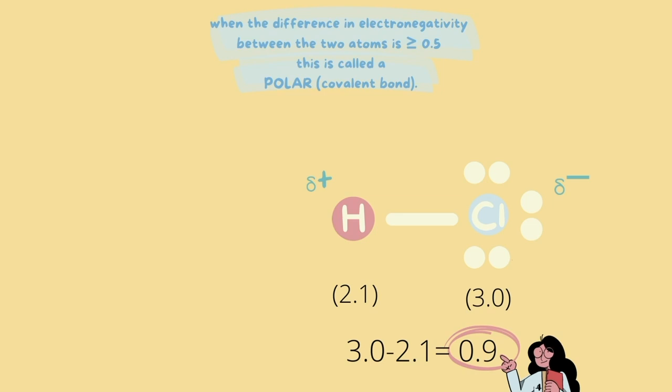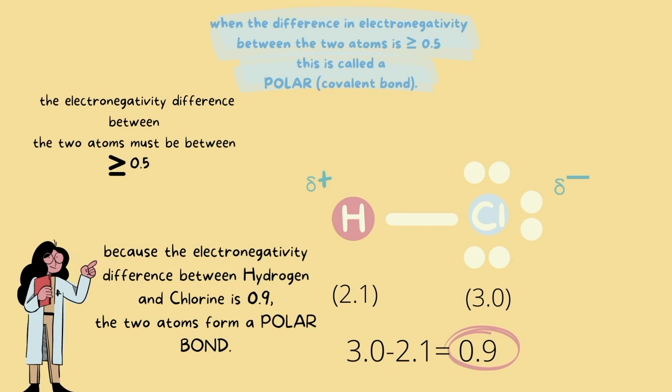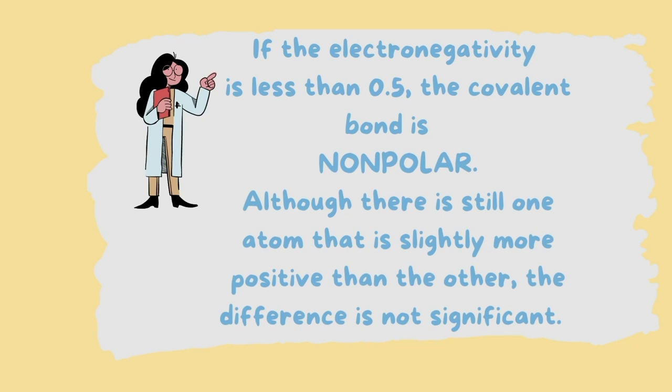In order for this to be a polar covalent bond, the electronegativity difference between the two atoms must be equal to or more than 0.5. So because the electronegativity difference between hydrogen and chlorine is 0.9, the two atoms form a polar bond or a polar covalent bond. If the electronegativity difference is less than 0.5, the covalent bond is nonpolar. Although there is still one atom that is slightly more positive and the other is slightly more negative, the difference is still not significant enough to call it polar.